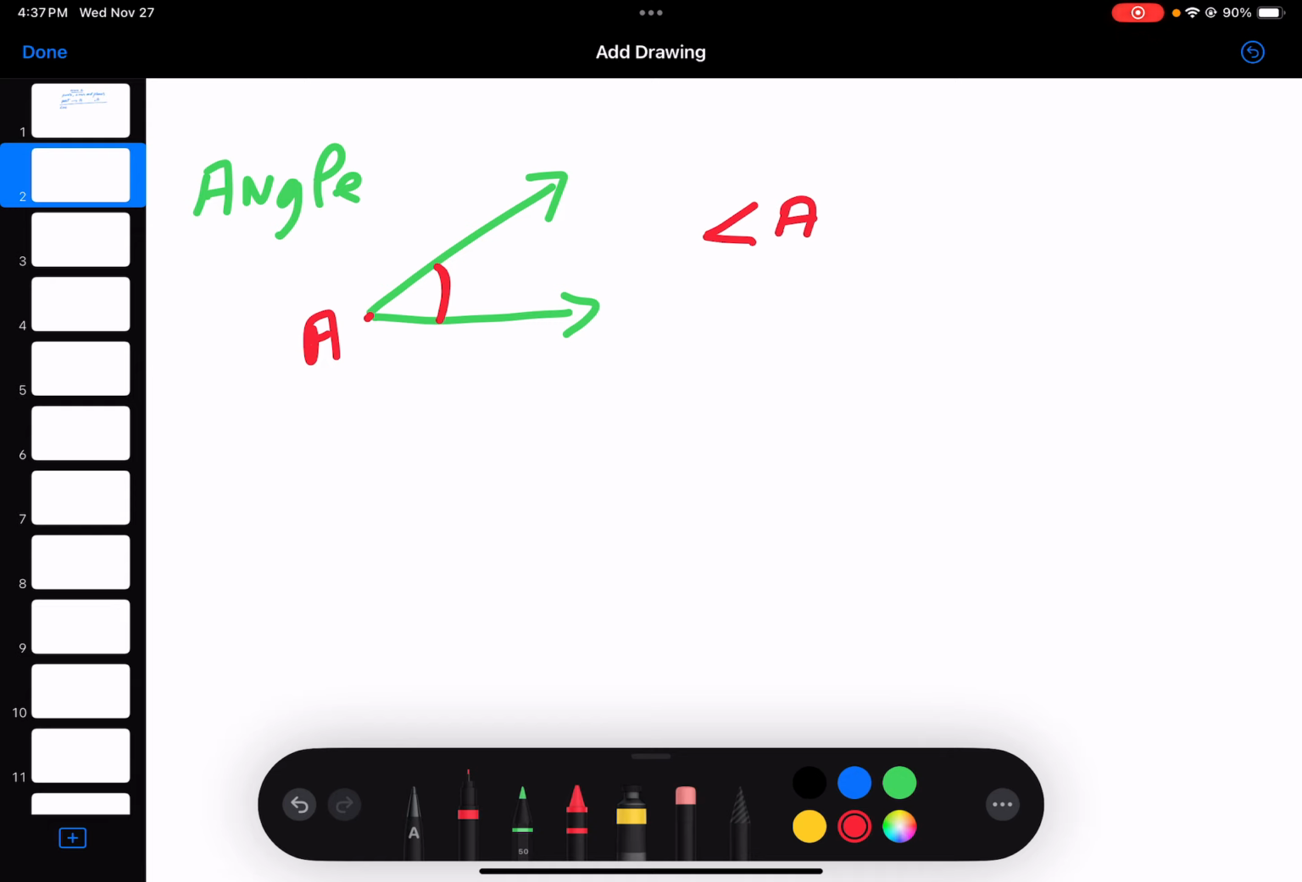Also, if we add some points on the rays, let's say we'll add point B and point C, we can also denote the angle as BAC, with the A being in the middle, or angle CAB. Okay.